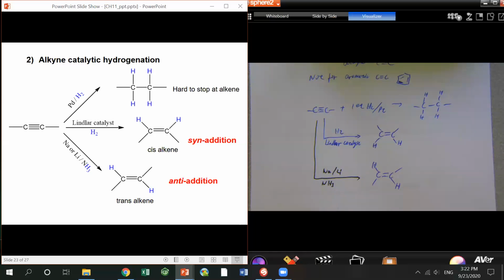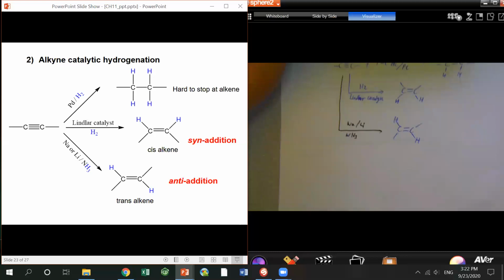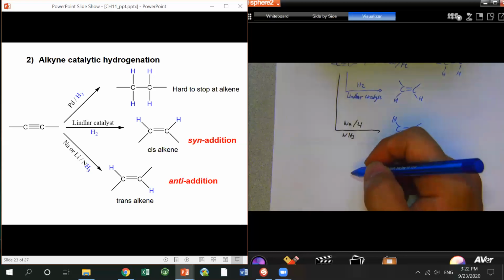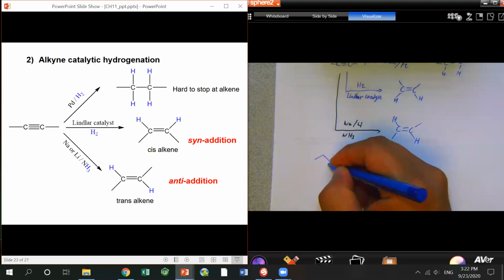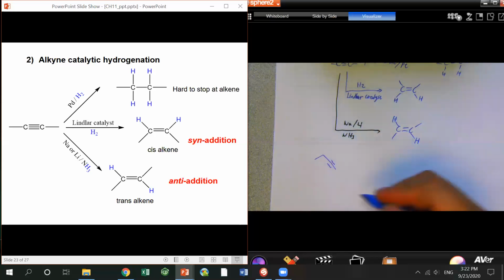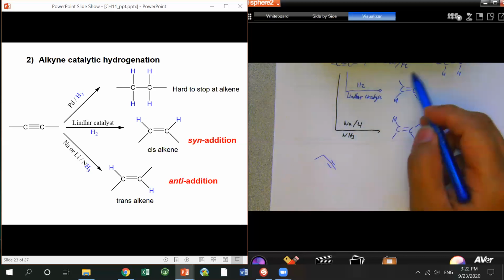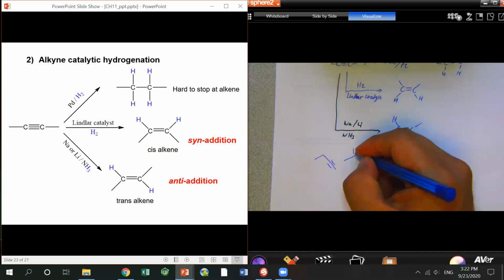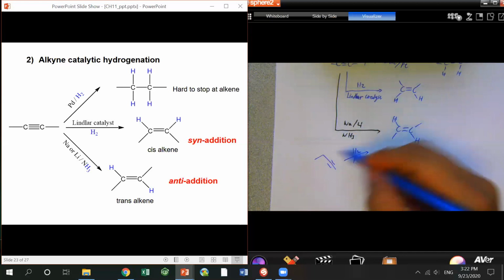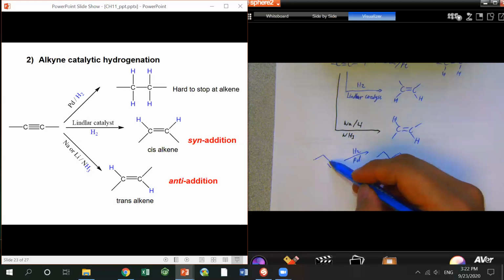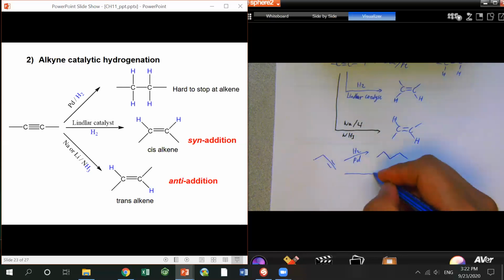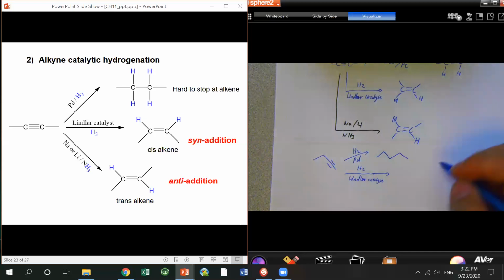And just quickly, I will give you one example of controlling the stereochemistry of alkyne addition. For example, I have this alkyne. If I use catalytic hydrogenation reaction conditions, so Pd, it is just totally saturated, with 1, 2, 3, 4, 5 carbons. But if I use the Lindlar catalyst, that will give you your single addition product.